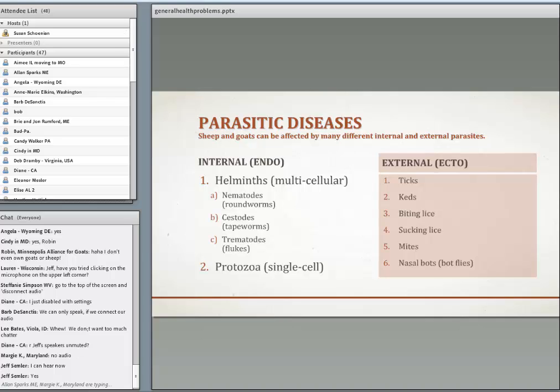Okay, so parasitic diseases. Two general categories: the internal or endo and the external or ecto. Within each of these groups there are different kinds of parasites, and I want to talk about the main ones in each of these respective groups.